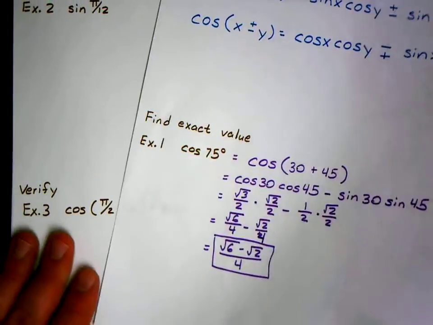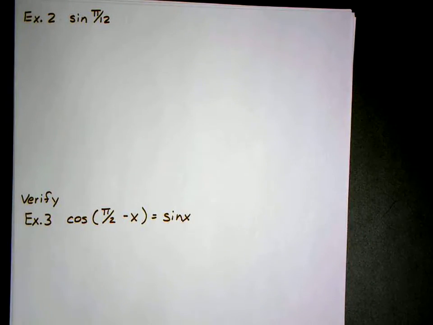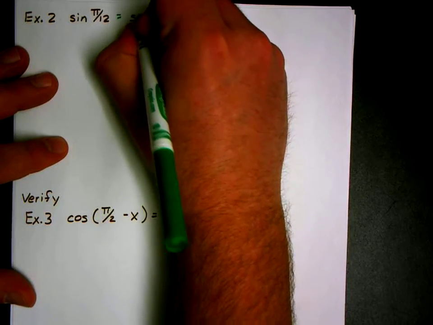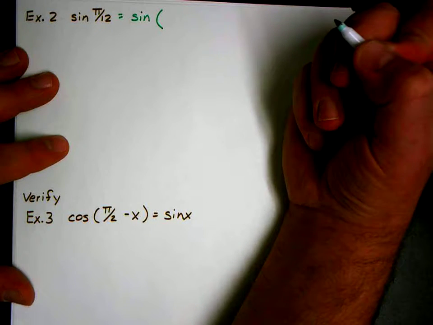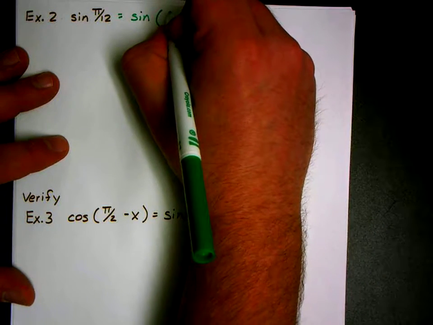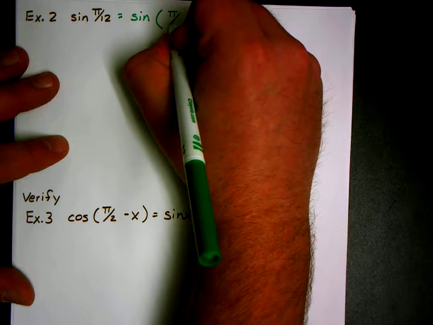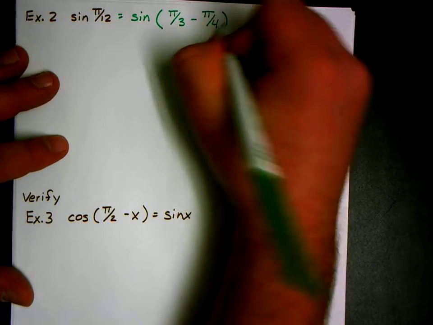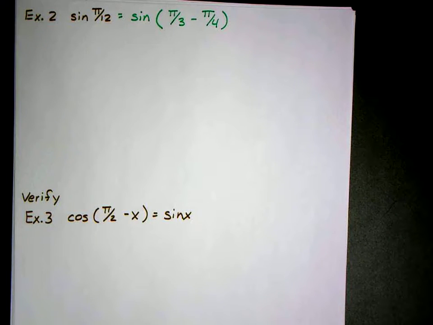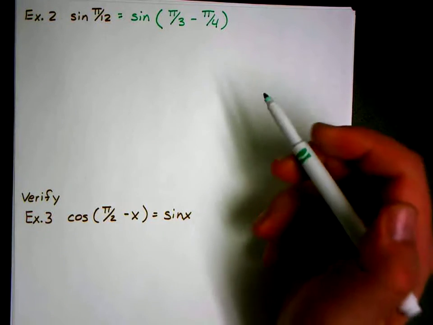How can I get pi over 12? You don't have pi over 6, but you're on the right track. Try that one. Because I need it to be in 12ths, right?